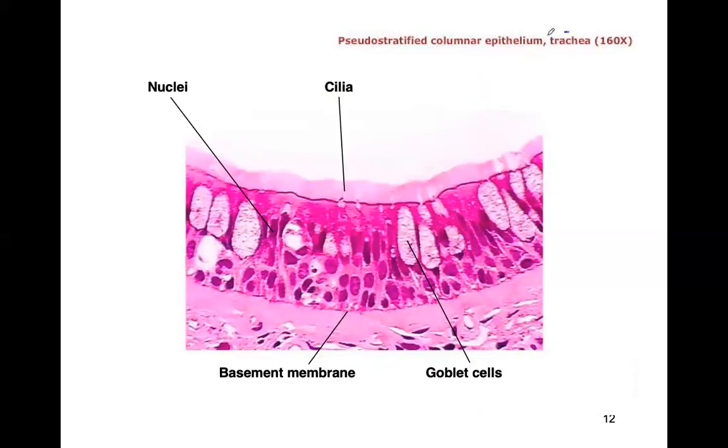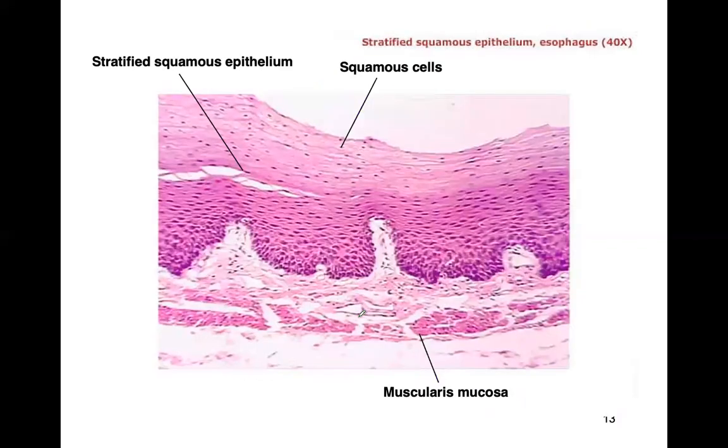Here's the trachea again, close-up view. These are pseudostratified columnar epithelium. There's cilia there. There are goblet cells there. Okay. So it's pseudo-stratified columnar. All right, now we're looking at a different type.